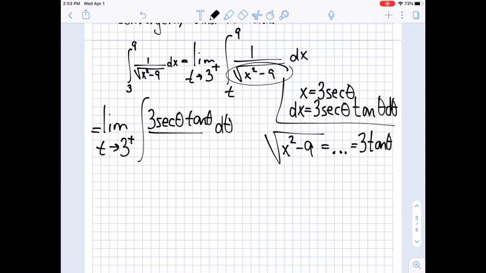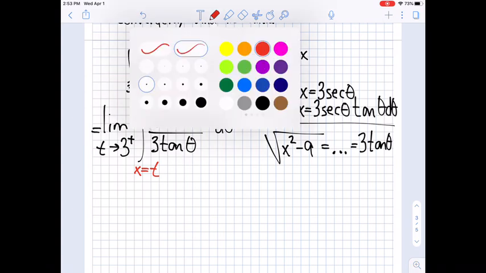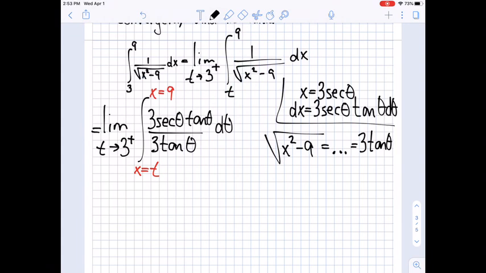Let's take a look at the radical in the denominator. We know that's going to simplify and give us 3 tan theta. And now the only thing we have to deal with is our limits of integration. We did a substitution here. We went from x to theta, so we do need to adjust the original limits of integration, or we could actually instead leave them in terms of x. So our original limit was x equal to t, and we're going to x equal to 9. And at the end, unfortunately, we'll just have to come back from theta to x.